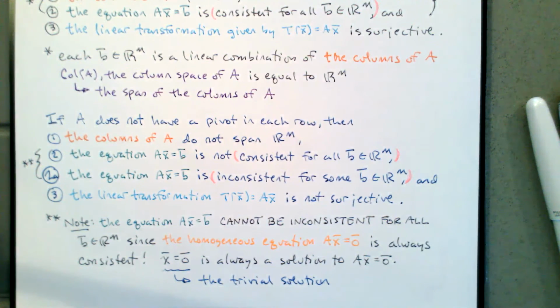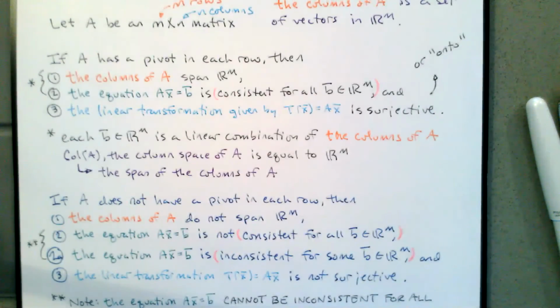This is why I am so picky about your responses on the quizzes. So make sure you have the right words going with the right things. Don't say the matrix is consistent. That doesn't make any sense. It's an equation that is consistent. So these are 4 things that are connected to a matrix having a pivot in each row. That's the observable thing, a matrix with a pivot in each row.